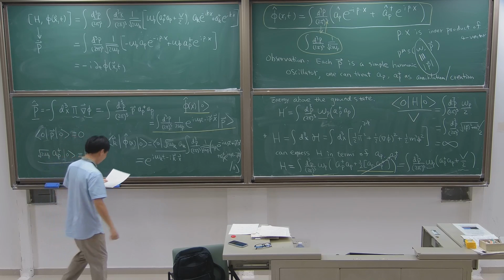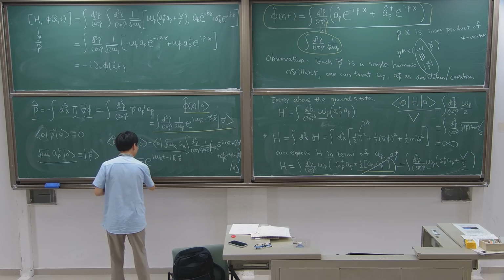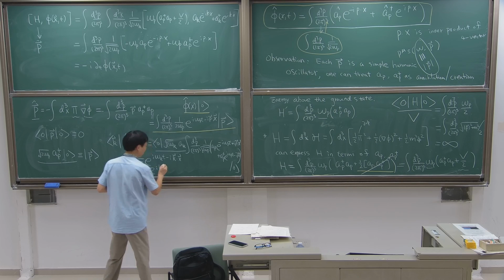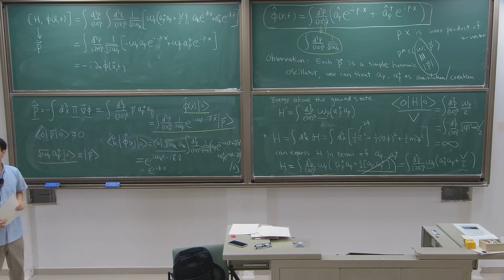So in a compact form, this is nothing but the exponential of i k vector dot x. Sound familiar? What is this? Yes, this is the plane wave. So in quantum mechanics, you can have a plane wave, and you can have a position eigenstate. You take the overlap and you get something like this.